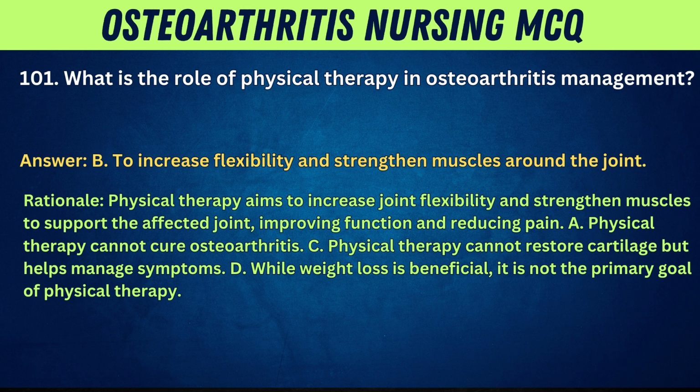Rationale: physical therapy aims to increase joint flexibility and strengthen muscles to support the affected joint, improving function and reducing pain. A. Physical therapy cannot cure osteoarthritis. C. Physical therapy cannot restore cartilage, but helps manage symptoms. D. While weight loss is beneficial, it is not the primary goal of physical therapy.